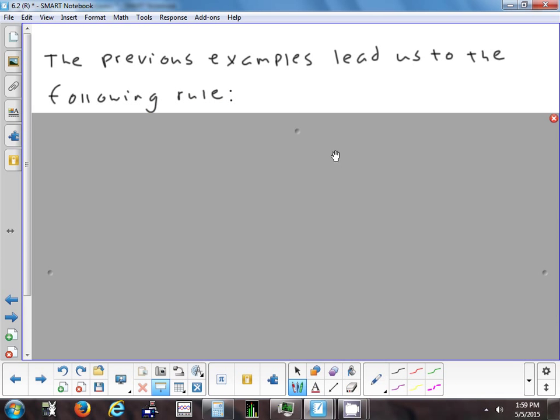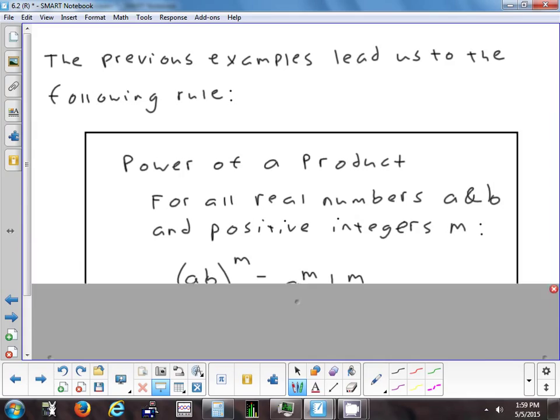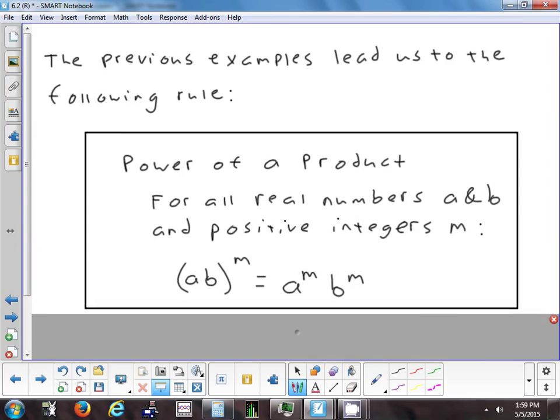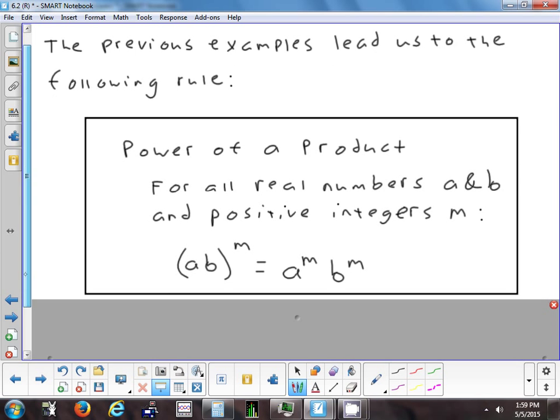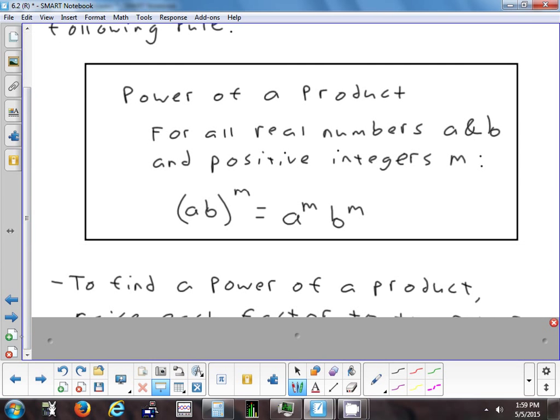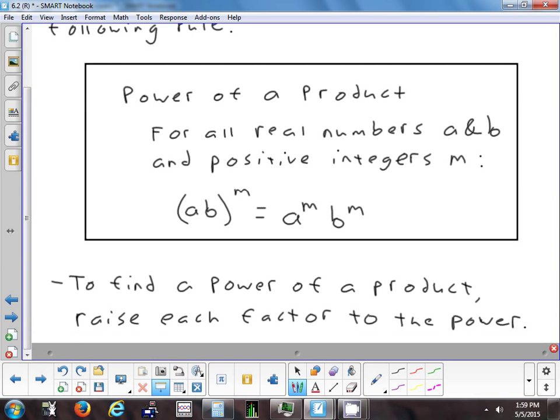So we got this. This is just a little extension of what we were talking about. It's just when you have that exponent outside and you have two terms on the inside. When we go over the example that's going to go on your note sheet, you'll see. So this says to find the power of a product, raise each factor to the power. It might be a little bit difficult to understand right now, but let me explain it in the next example and you'll see.